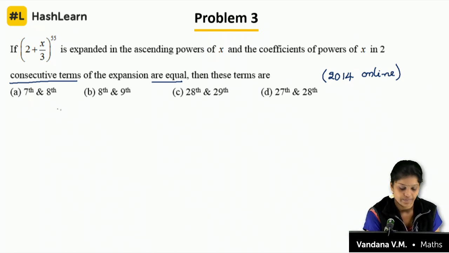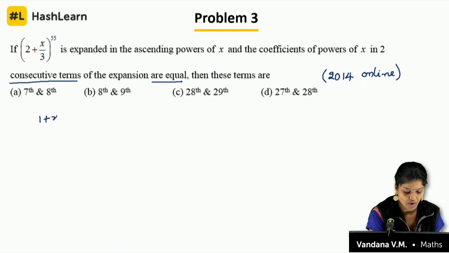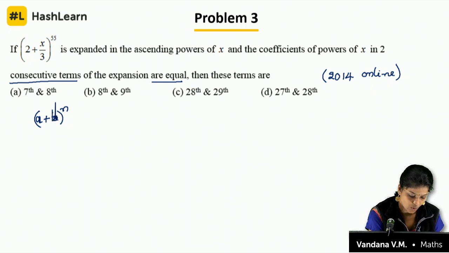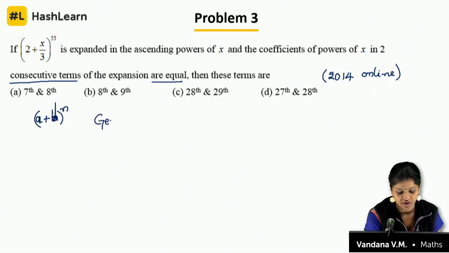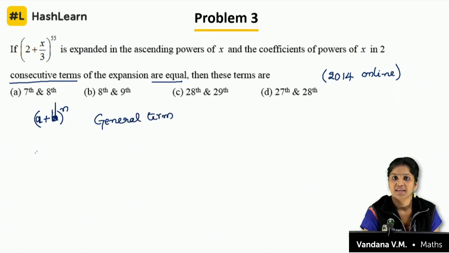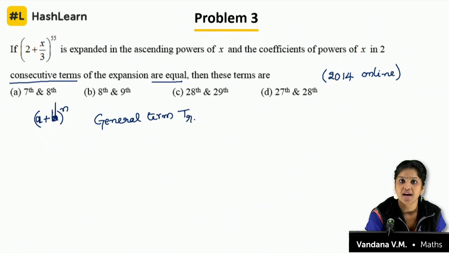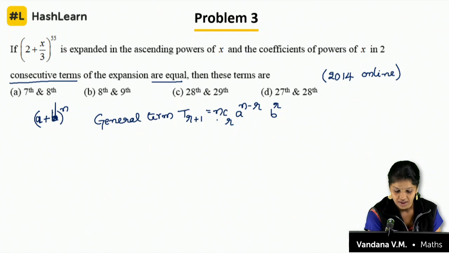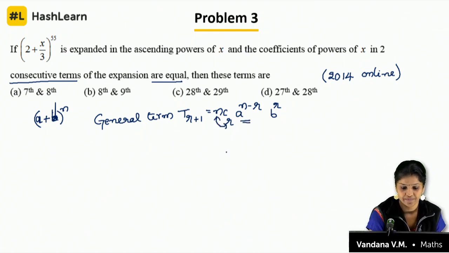First write the general term. Usually in the expansion of (1 plus x) whole power n, or let us take (a plus b) whole power n, how will you write the general term? The general term T(r+1) is equal to nCr a power n minus r, b power r.